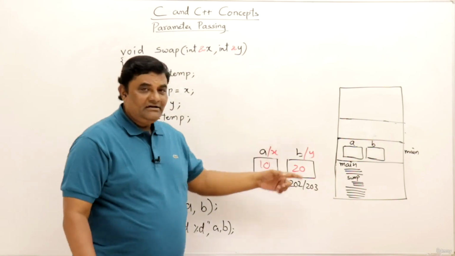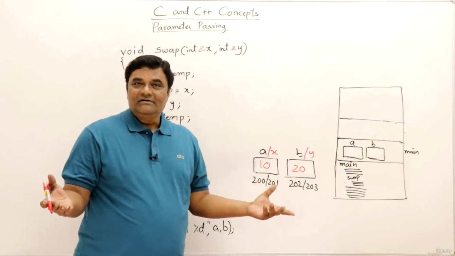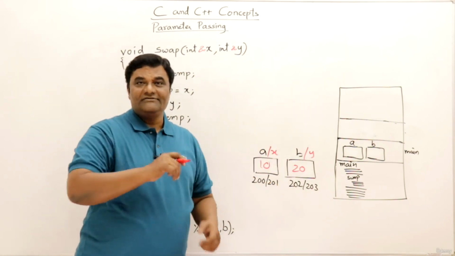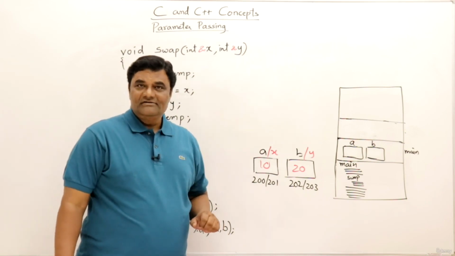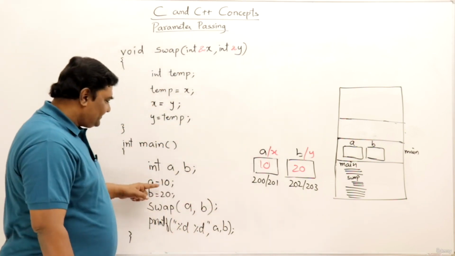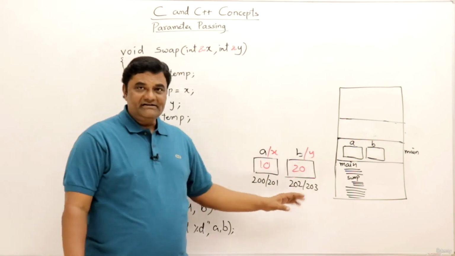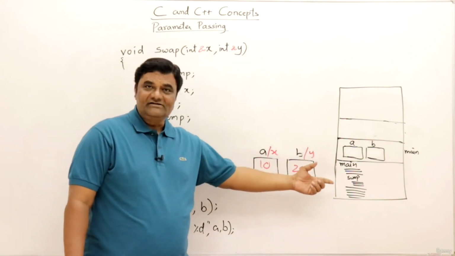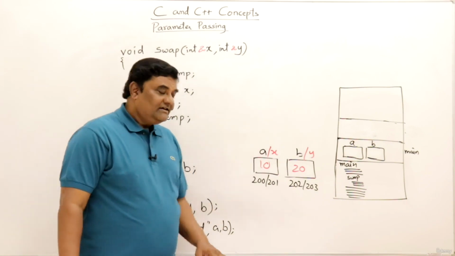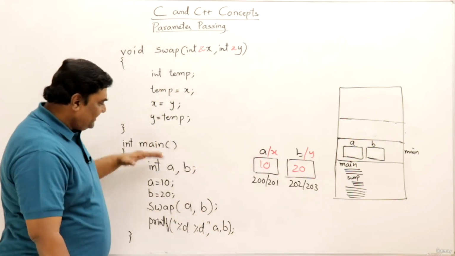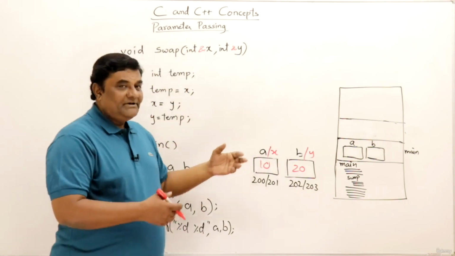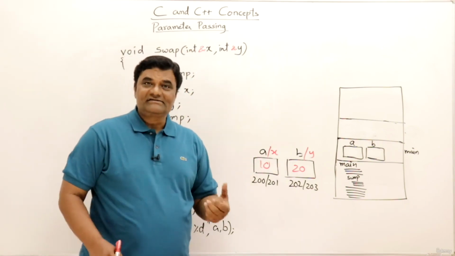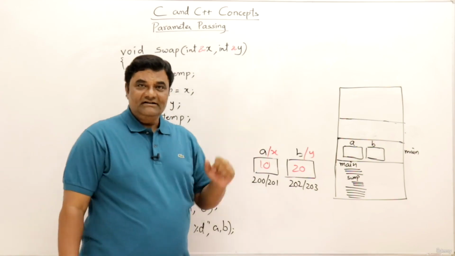So does it take any memory? References don't take any memory. Existing variable, another name is given. So that doesn't take any extra memory. So these 4 bytes, 2 bytes for integer, 2 bytes for integer, same 2 bytes. So these 2 bytes are called as X and those 2 bytes are called as Y. See, these variables actually belong to main function. Main is calling them as A and B and swap function is calling them as X and Y. So swap is calling with another name.